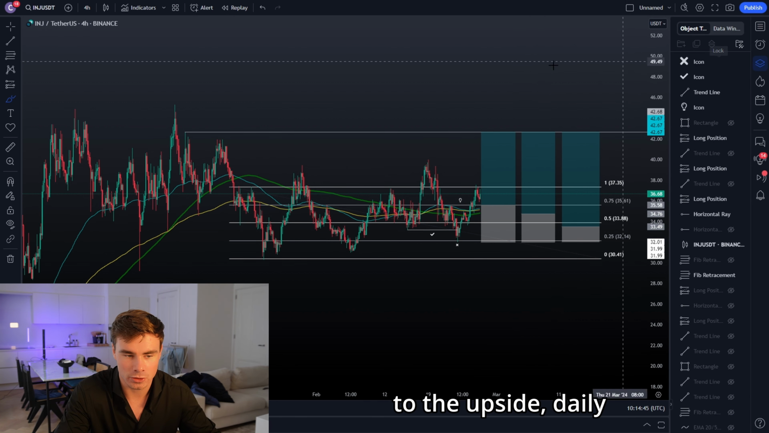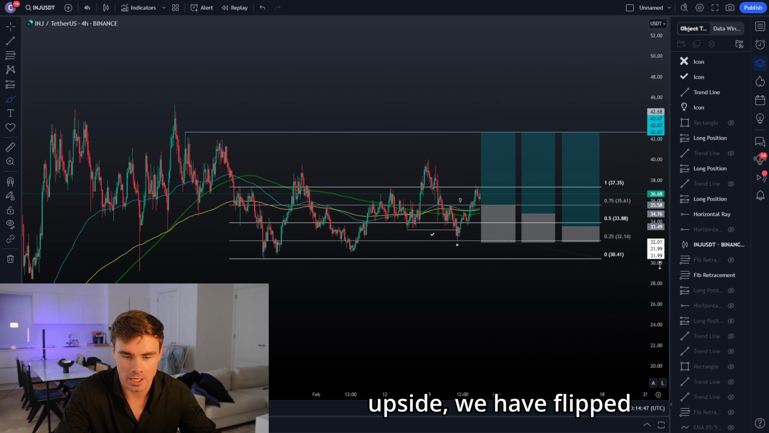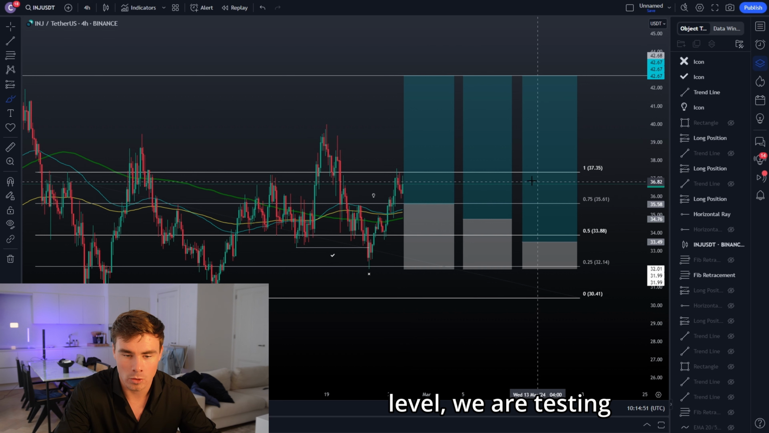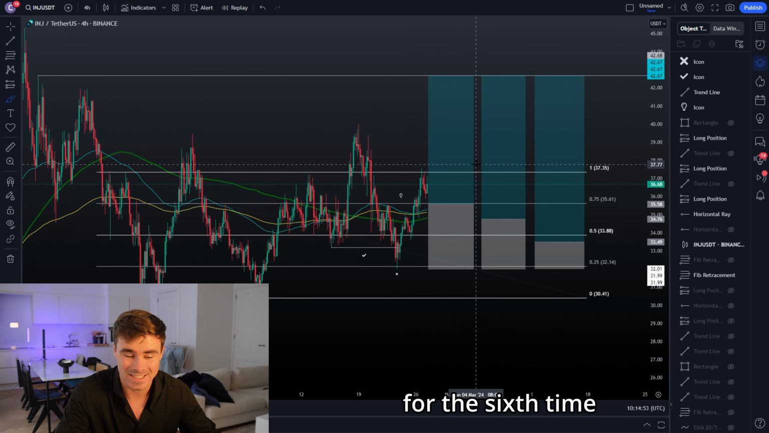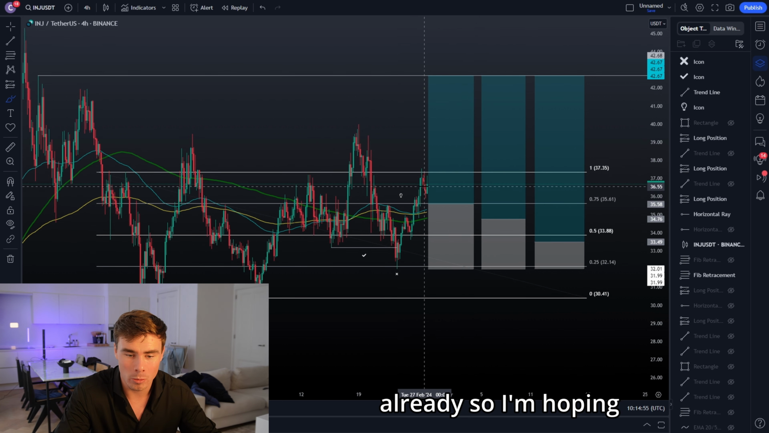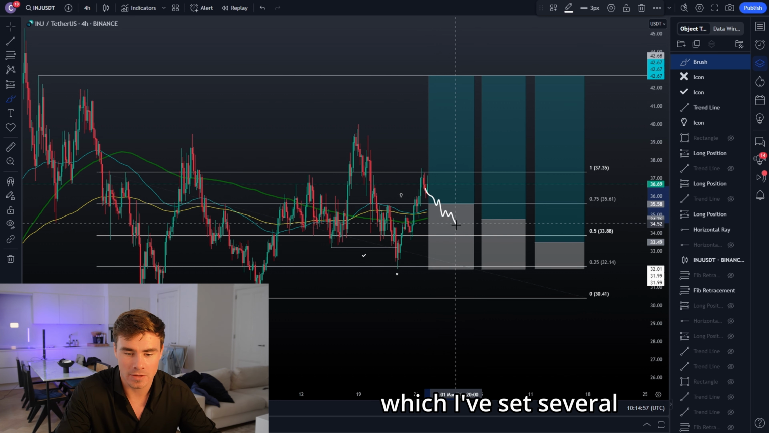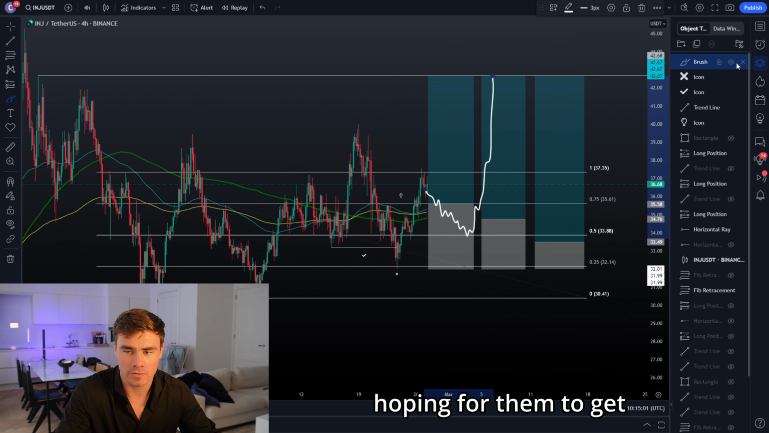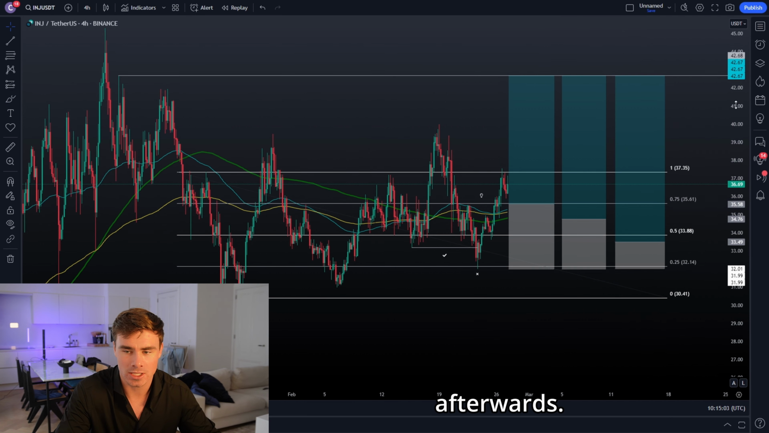The 4-hour structure is to the upside, daily structure is to the upside. We have flipped these EMAs over here. We have flipped the quarterly level. We are testing the range high for the 6th time already. So I'm hoping for a bit of a flush in which I've set several limit long entries, hoping for them to get filled, and then hopefully we see a push upwards afterwards.